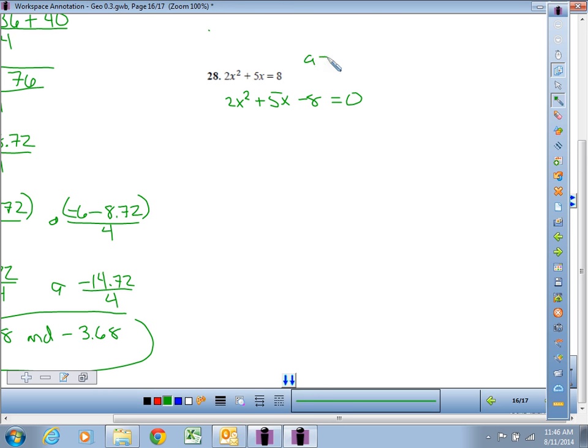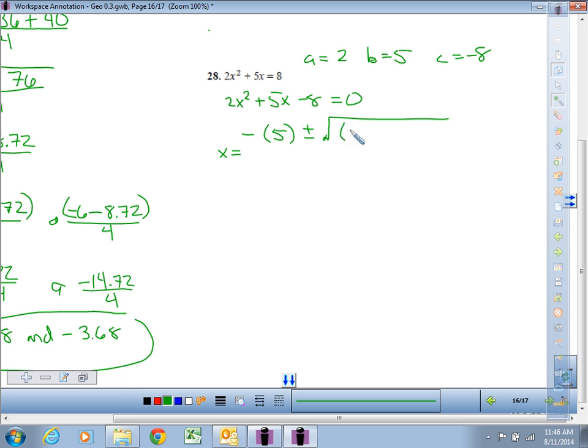Again, if you want to do a equals 2, b equals 5, c equals negative 8, that's fine. Am I telling you to do that? No. X equals the opposite of b. I'm going to put parentheses just in case it was negative, plus or minus the square root of b squared, just 5 squared, minus 4 times a times c, all over 2 times a, which is 2 times 2. X equals, let's go ahead and simplify, negative 5 plus or minus the square root.